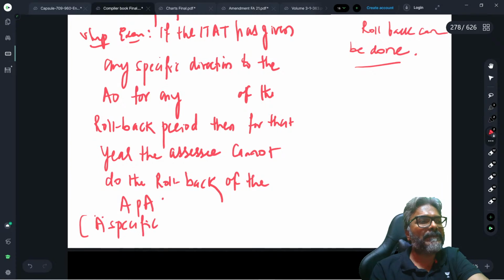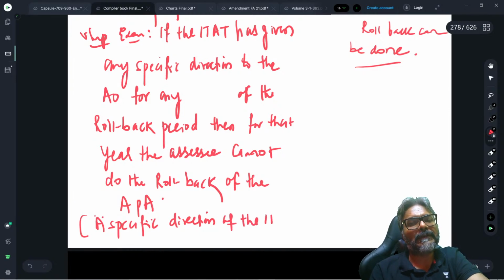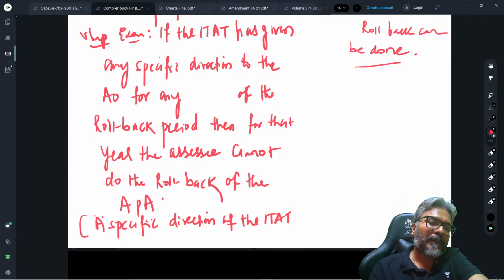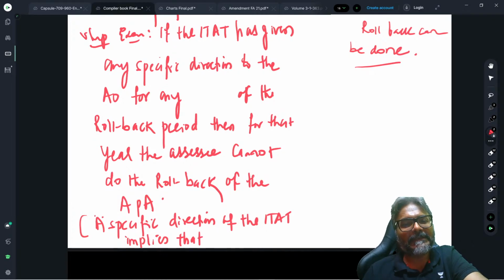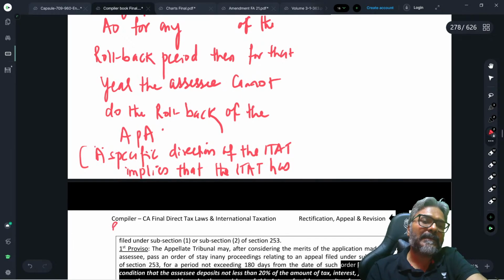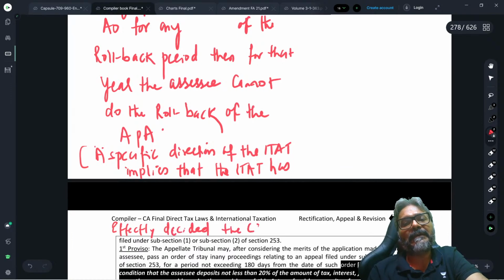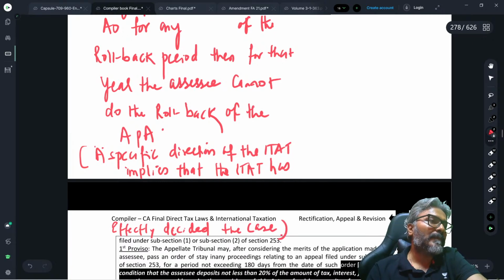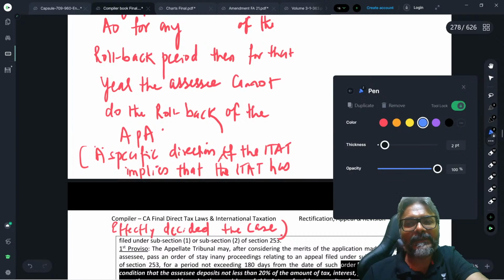In the bracket, you can write, friends, a specific direction of the ITAT implies that the ITAT has effectively decided the case. A specific direction for remand back. Students, write like this: a specific direction for remand back.